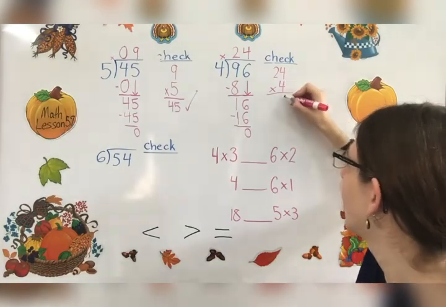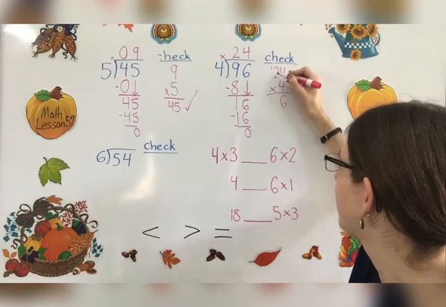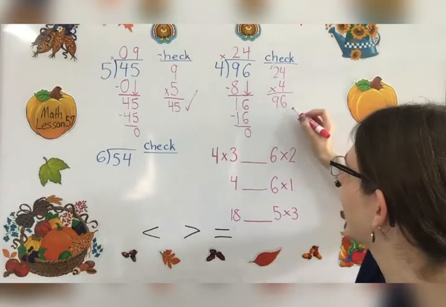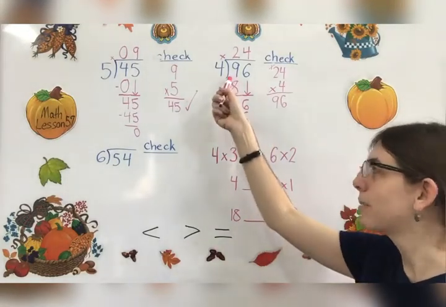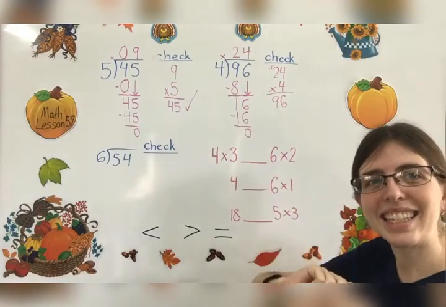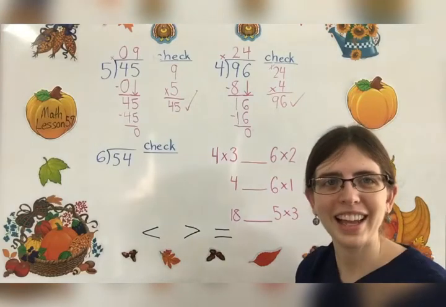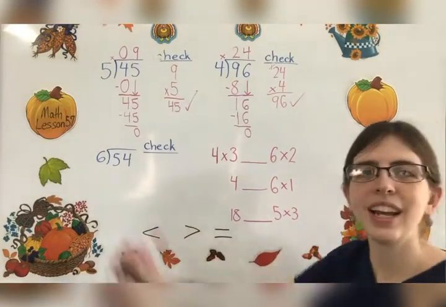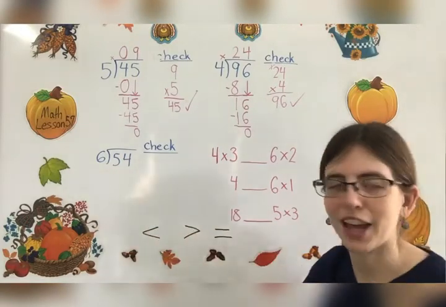4 times 4 is 16. Carry my 1. 4 times 2 is 8, plus 1 is 9. My answer is 96. 96 here. Does my answer match here? Yes, it does. So I did this correctly. All right, letter C. Last one that we're going to do together. 54 divided by 6. How many groups of 6 are in 5?